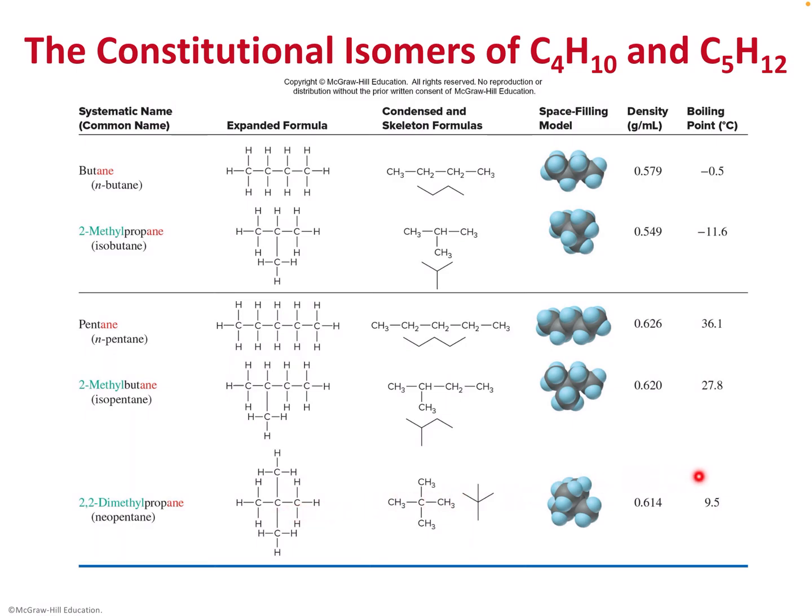And look at the physical properties. The density is 0.626, 0.620, 0.614. Maybe you will see that the density is a little similar, but they are not the same. They are close. But look at the boiling points: 36.1, 27.8, 9.5. The branched one has a low boiling point, and the normal straight chain one has a higher boiling point. So you can see that they have different physical properties. So these are called structural or constitutional isomers.